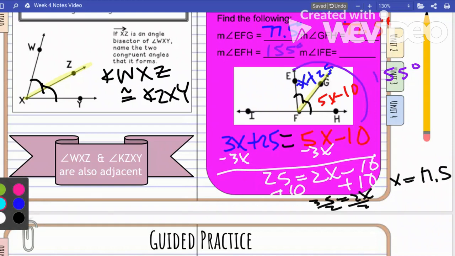And then I want to know, how do I get EFI then? Well, angle IFH is a straight angle. It adds up to be 180. 180 minus 155 is 25 degrees. So angle IFE is 25 degrees.